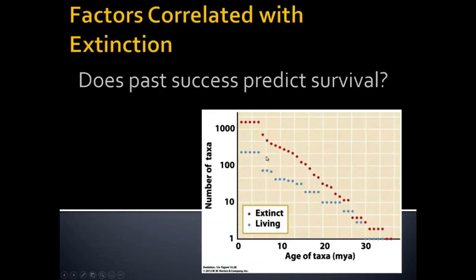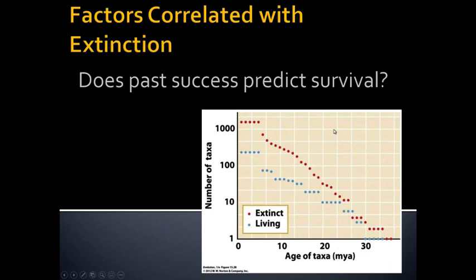Now, as people begin to examine these fossil records, they start to look for patterns, and they start to ask questions about species that they see and which ones go extinct. Why does species A go extinct when species B survives? And so they begin to examine that. One of the questions was, does past success predict survival? And the short answer is no, it doesn't. Oftentimes it can just be chance or luck that a species survives.